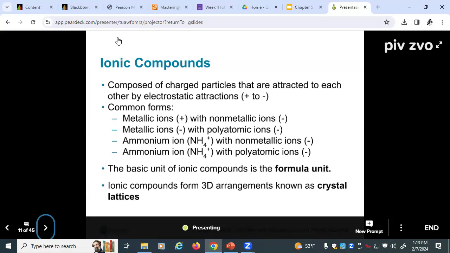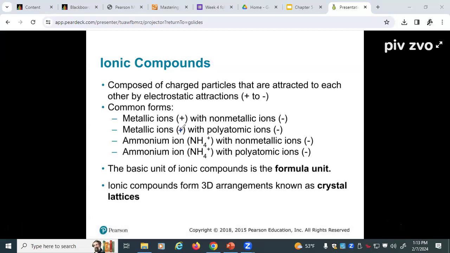The second form is also relatively common, and I noticed a typo here. Metallic ions are positive in charge, not negative. But I have metallic ions and polyatomic anions. That's another form of an ionic compound. Now, polyatomic ions we introduced on Friday, and I showed you there's that relatively large list of ions that fall into this category, where I've got multiple atoms together and they collectively have a charge, usually negative.